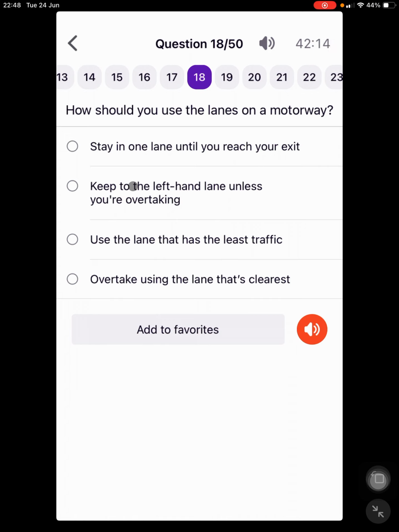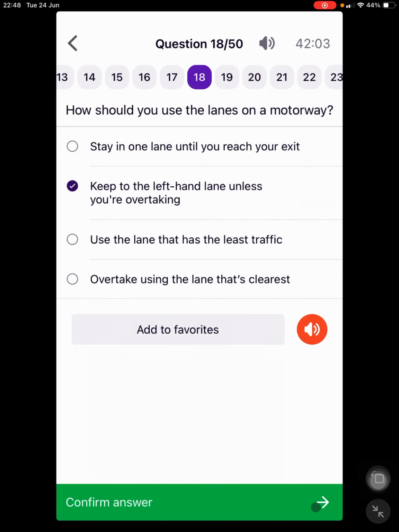So remember, whenever you're driving, you should always drive in the left-hand lane on a motorway unless you're overtaking. So keep to the left-hand lane unless you are overtaking.